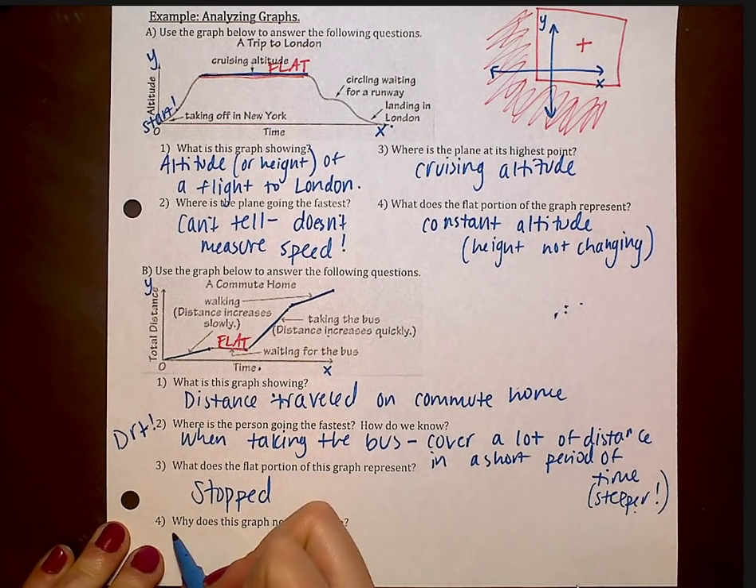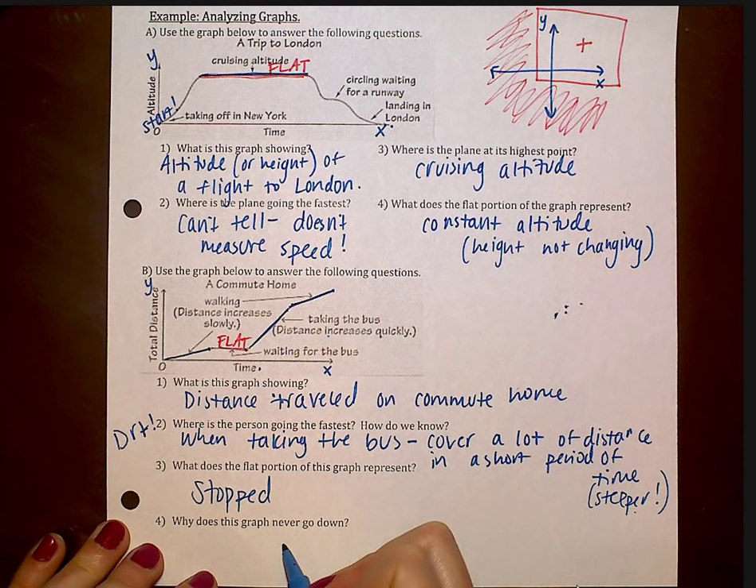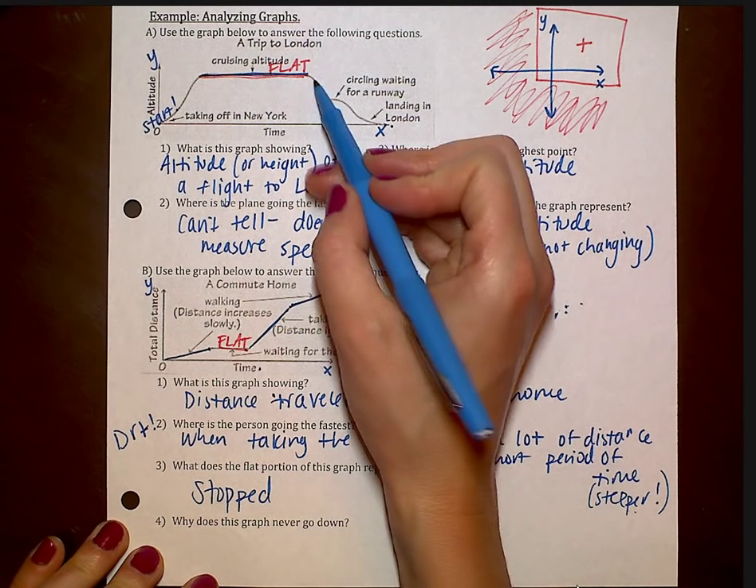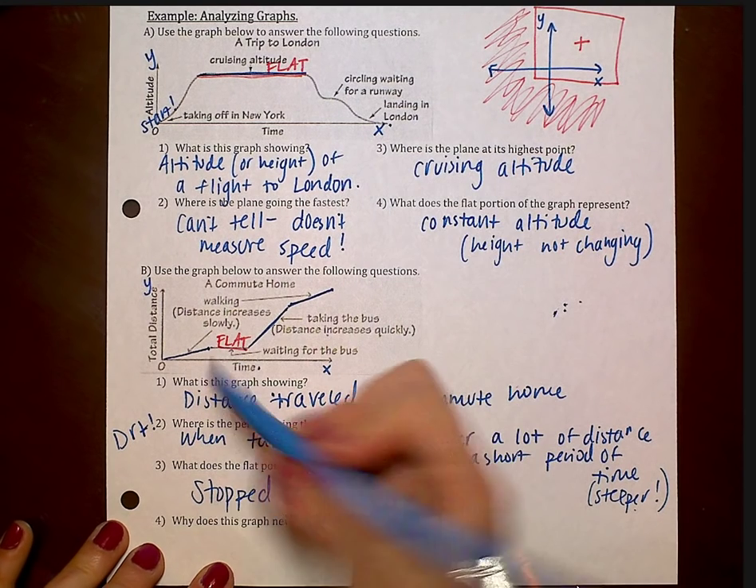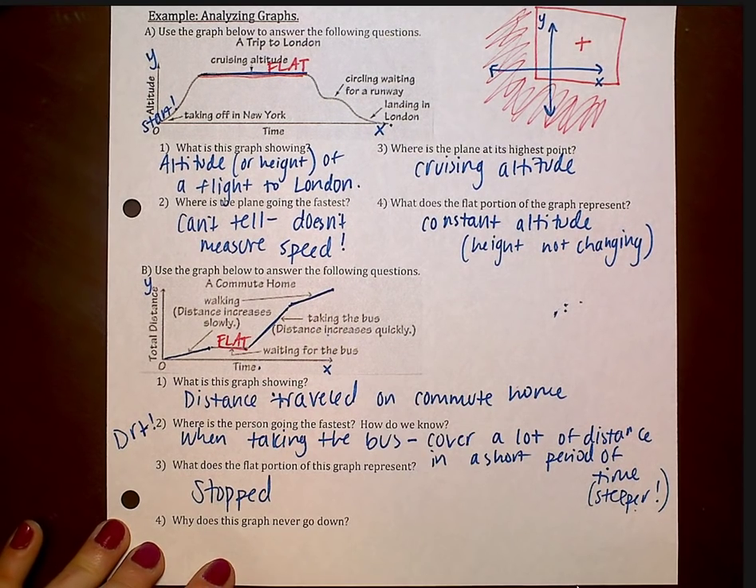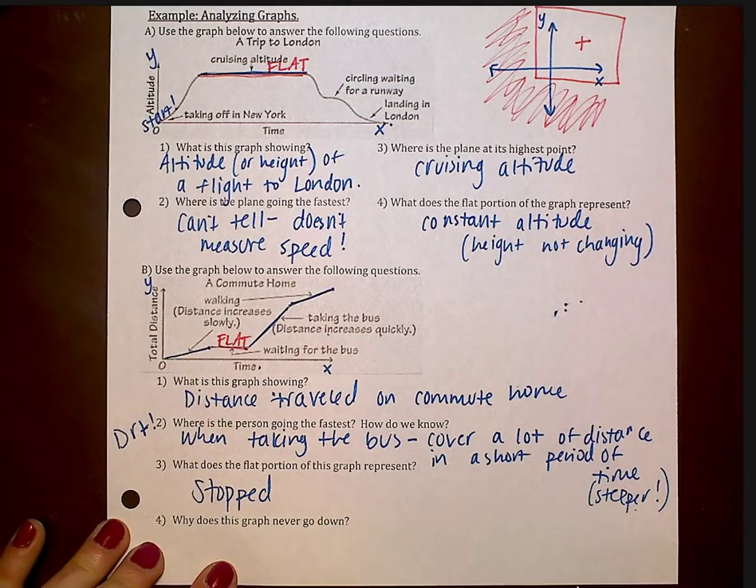Now, question 4 says, why does this graph never go down? Like the other one, the altitude, the plane eventually came down, the altitude decreased. Well, why doesn't my distance decrease? If you think about it, if you're walking home after school, taking the bus, all that, whether you're walking forwards or backwards, you're covering distance. You can't decrease the amount of distance that you've covered. You're going to be walking further and further either way.